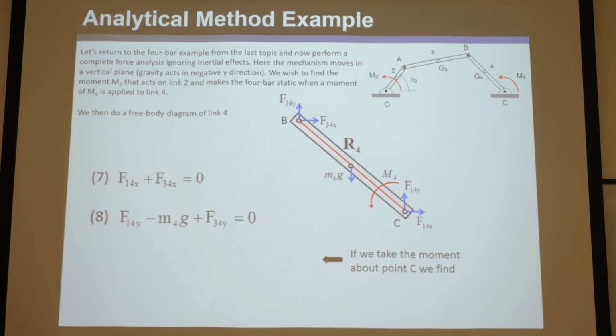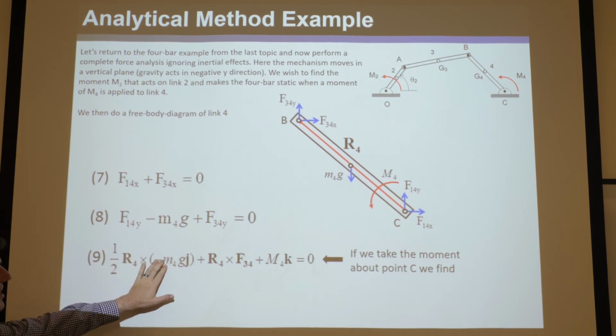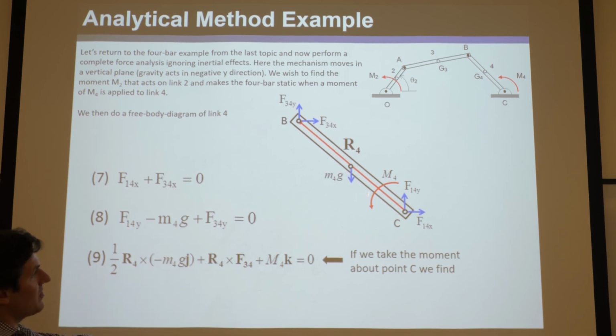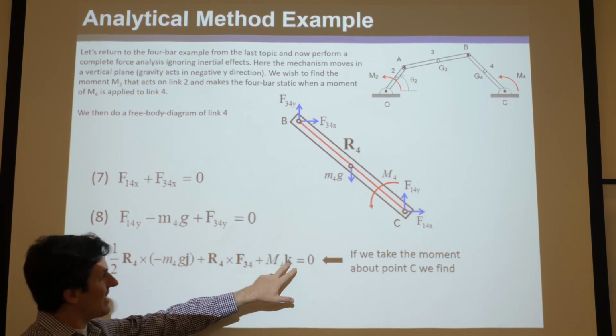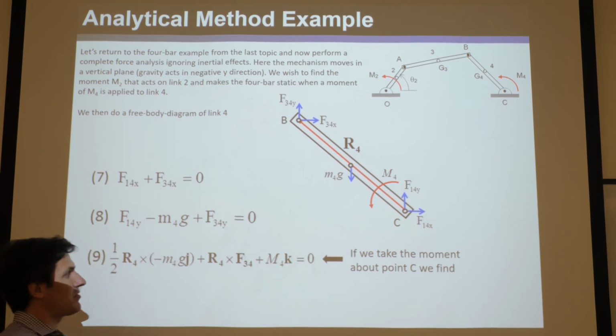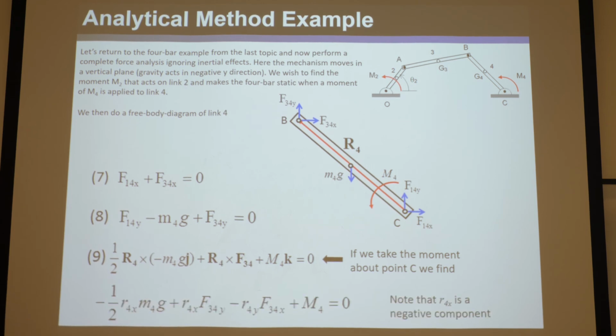And then again, pick any point you want to simplify your life. Probably pick about C, that's fine. And then sum the moments, okay? Now, you get 1/2 R4, points from there, cross to this. We have a negative sign because it's going down. And then R4 cross to this. And then you add M4, notice the K here, because we know it's coming out of the board. Set that equals 0. Now you can simplify this down into these components.